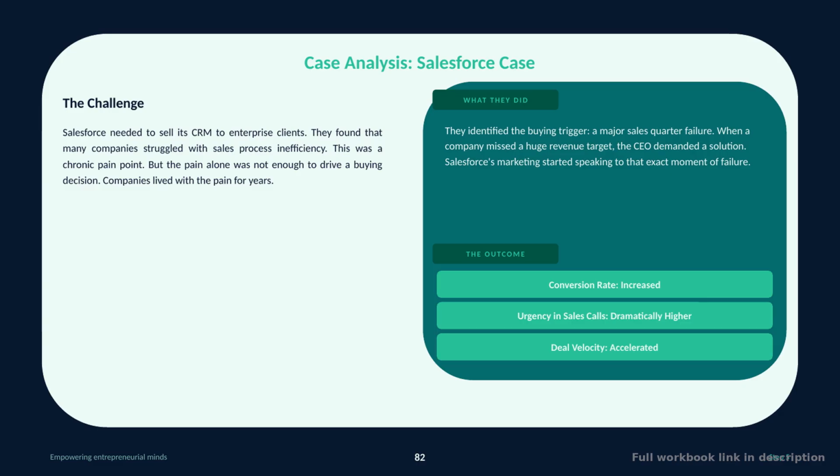But the pain alone was not enough to drive a buying decision. Companies lived with the pain for years. What they did was identify the buying trigger, a major sales quarter failure. When a company missed a huge revenue target, the CEO demanded a solution. Salesforce's marketing started speaking to that exact moment of failure. The outcome was an increased conversion rate, dramatically higher urgency in sales calls, and accelerated deal velocity.